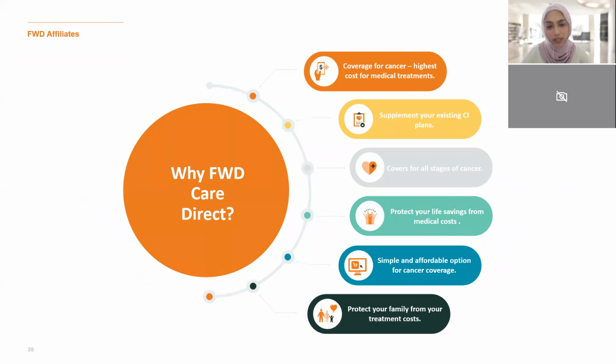Okay, so what are the advantages of Care Direct? Care Direct provides coverage for cancer, like I mentioned, and cancer has the highest cost of medical treatments so far. And just like Big Three, you can use this to supplement your existing CI plan. So for example, let's say your CI plan covers cancer, but it only covers, like Big Three, only for stage 2. So if you add on Care Direct, you can rest assured that even if you detect your cancer early, which can really help with the treatment as well as your survival rate, you get covered for that as well. You get covered for the treatment starting from stage 0.